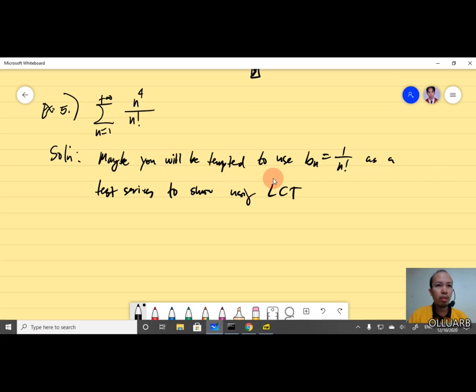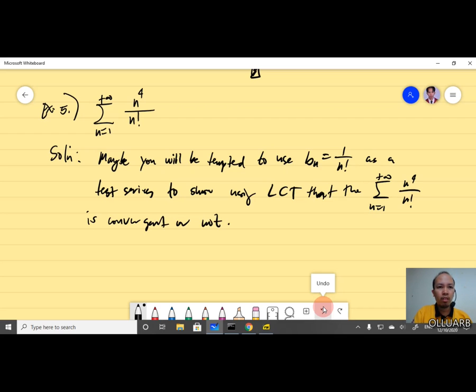Maybe you will be tempted to use b sub n, which is equal to 1 over n factorial, as a test series to show using LCT that the series, this one, is convergent or not. Okay, now why is that?